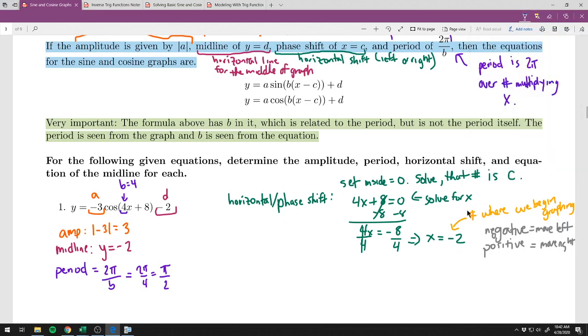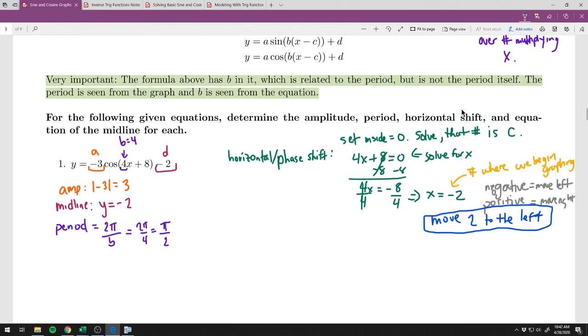Now, once again, this is the way I like to think about it, because no matter what the inside looks like, this always works. You don't have to worry about missing a negative sign, or whether you can really factor it well, or whether it's going to be messy. It always works. So negative 2 means we're going to move 2 to the left. And you'll see with the homework questions, for the horizontal shift it's going to ask you to type in a number and whether it's left or right.